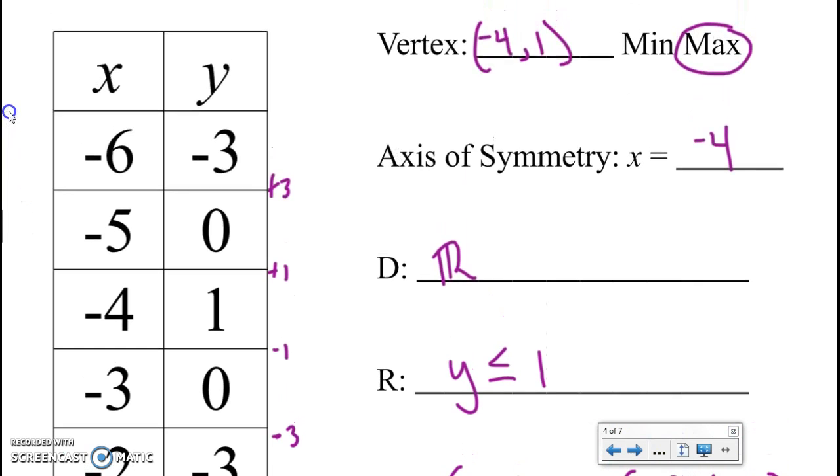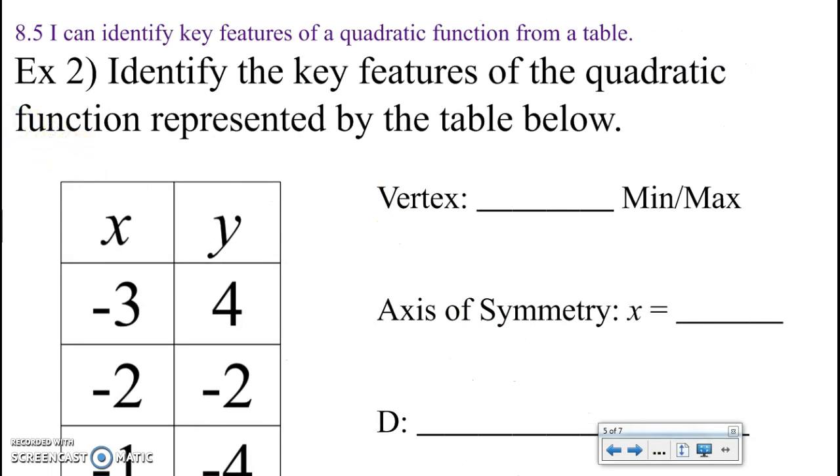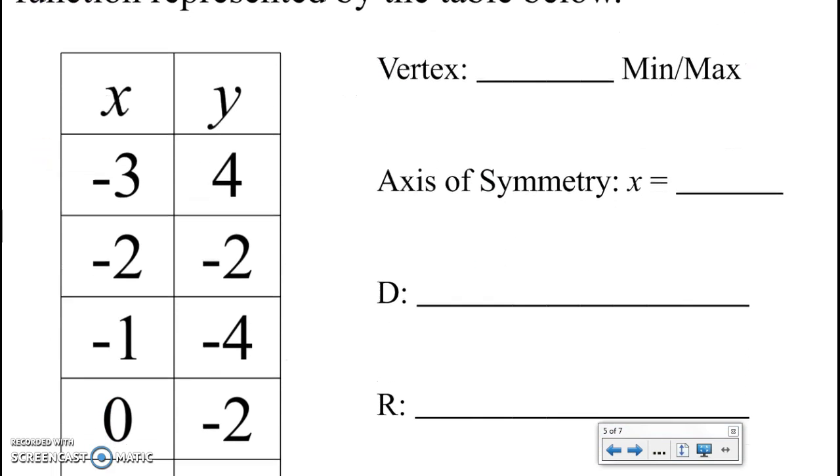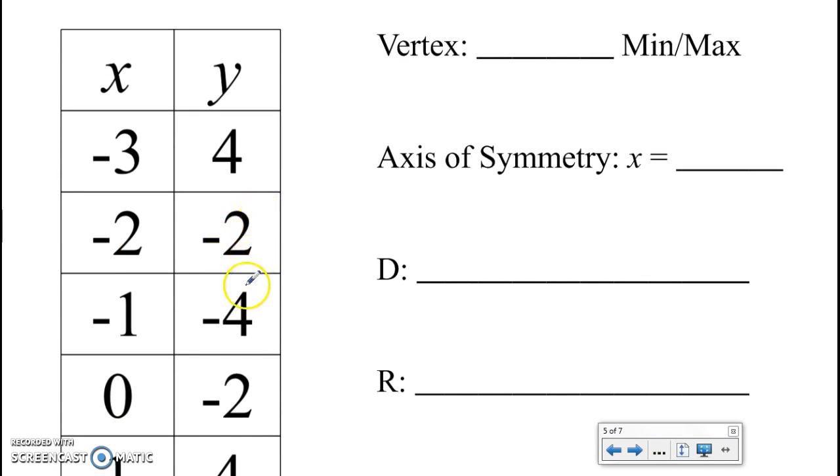So here's all of our information. Let's do one more together. Okay, so again, we're going to identify the key features. My vertex is where my values start to go back from where they came from. So 4, -2, -4, -2. So right here is kind of where they reflect, or they're the same on both sides. So this here gives me my vertex. So my vertex is -1, -4.